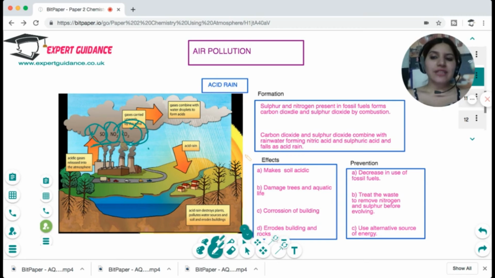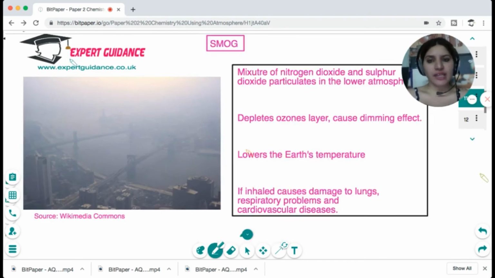Whereas sulfur dioxide and nitrogen dioxide combine with rainwater and form acid rain. And this acid rain is making the soil acidic, damaging trees, and corroding buildings. To prevent them, we should decrease the use of fossil fuels, treat the waste to remove nitrogen and sulfur before releasing, and use alternative sources of energy.